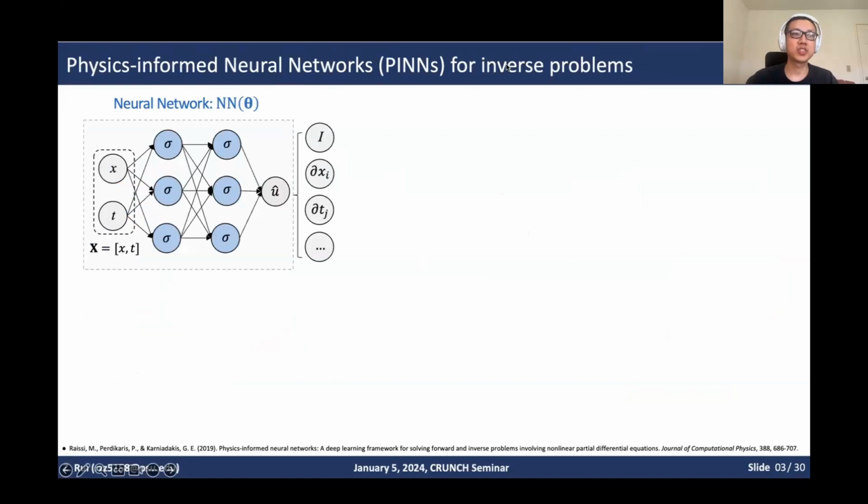I assume that everybody is familiar with PINNs, so let me give a quick introduction of the main idea of PINNs, and also clarify some notations, particularly for the inverse problem. This is the basic architecture of the neural network, which maps the input layers X and T to the output mu.